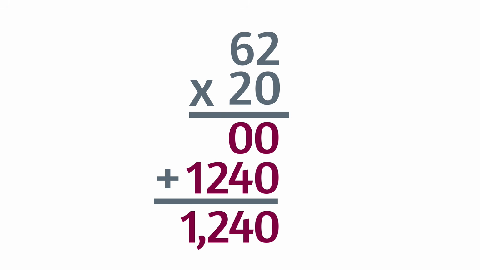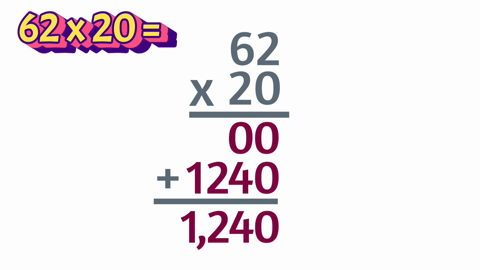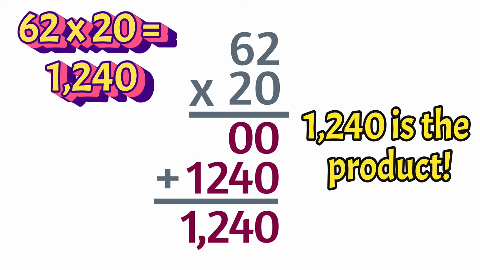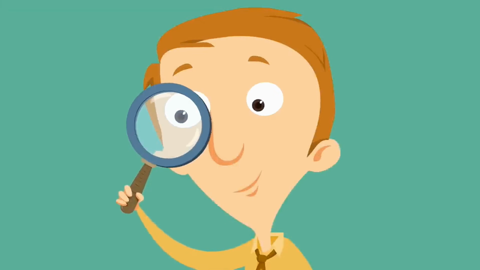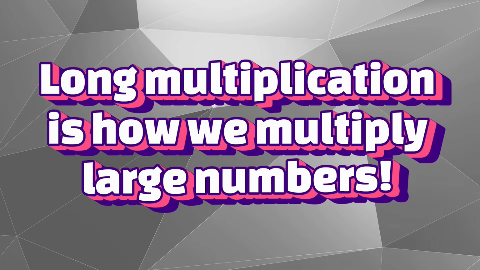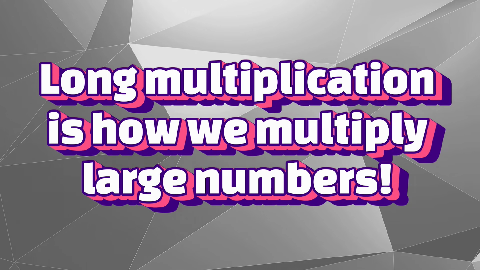1,240. 62 times 20 equals 1,240. 1,240 is the product. Fantastic! You've done an incredible job learning about long multiplication. Long multiplication is how we multiply large numbers.